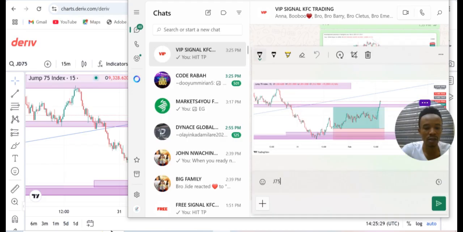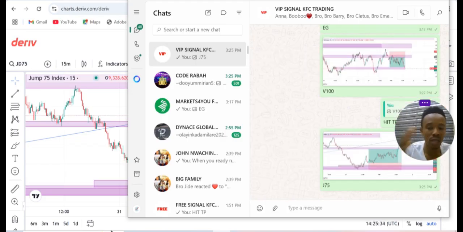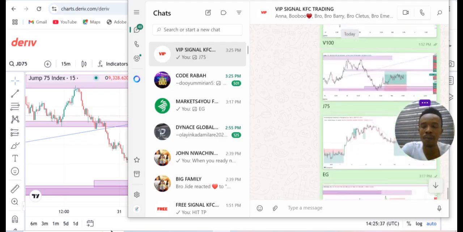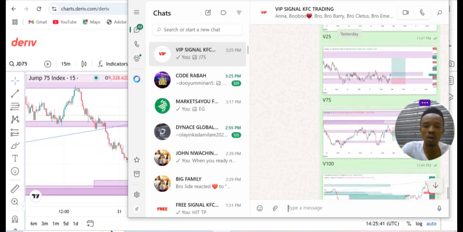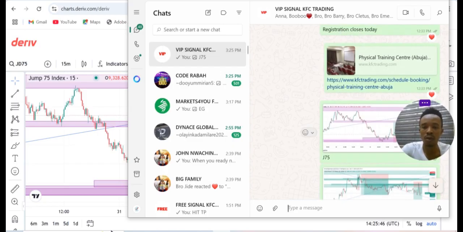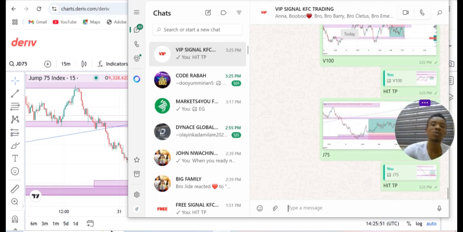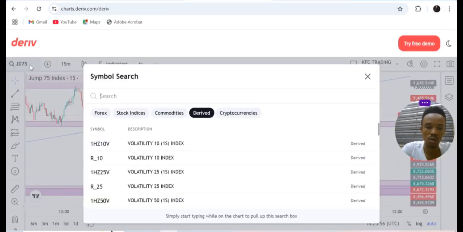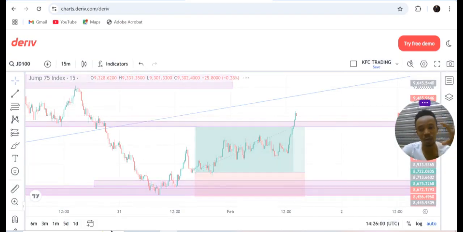So okay, these are A setups, and I want you to feel confident, feel happy to be with our VIP signals or our free signals, because all of the things we're trading, synthetics and all, are for A setups. So we can see hit TP. It's a new year, we want to make a lot of money. Nobody's ready to just keep getting induced and losing money. So watch out for Jump 75. Since it's already hit TP, I'm going to wait to see the retracement before I can give you a new entry.